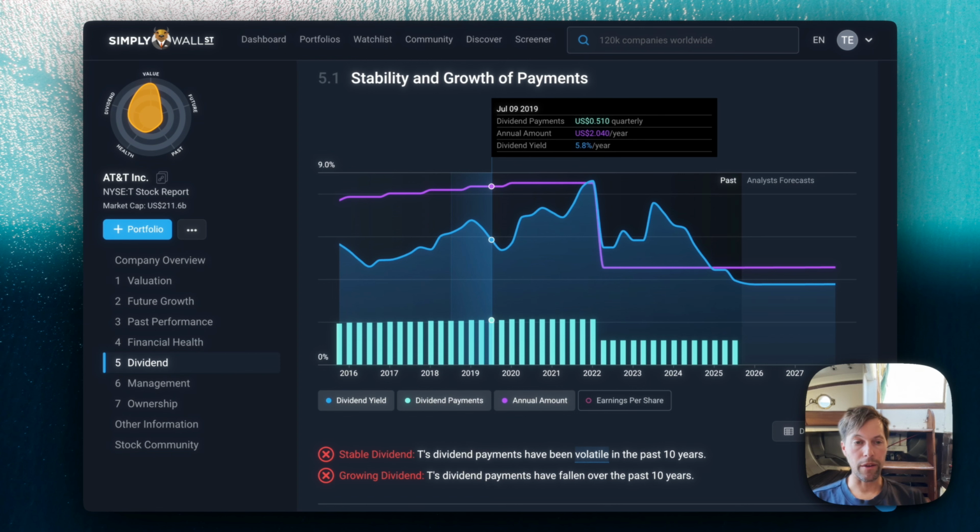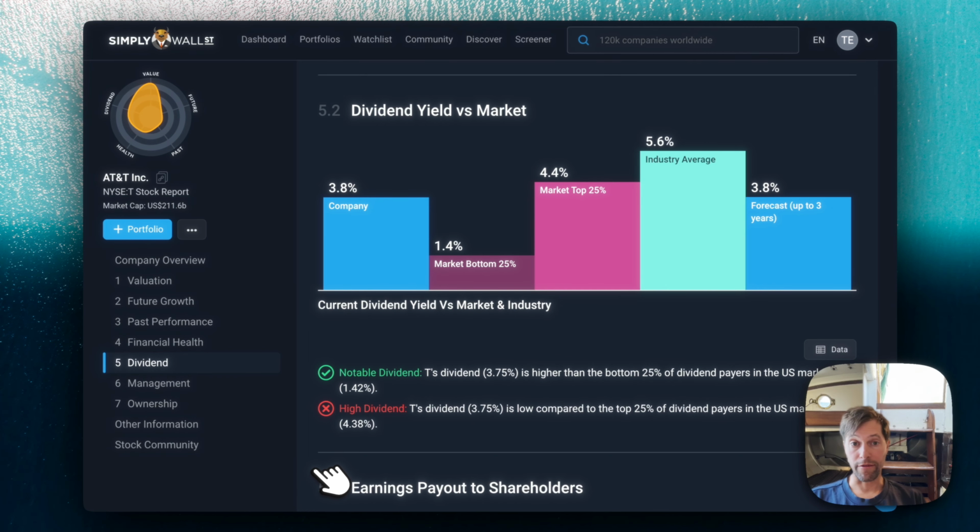But the stability as well, we can handle small changes, but I think there's a threshold of more than 20%. So you can't drop more than 20%. If it drops more than 20%, then it wouldn't be considered stable. The next ones are around the yield. So we're just trying to look at how competitive that yield is. The first one is, again, what we call notable. Like, is it a meaningful yield?